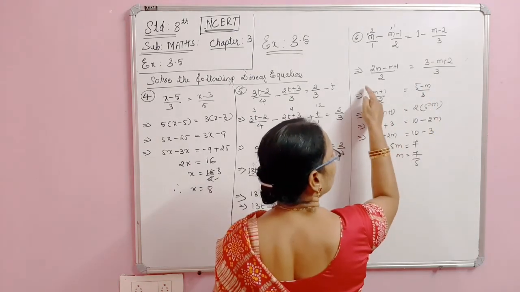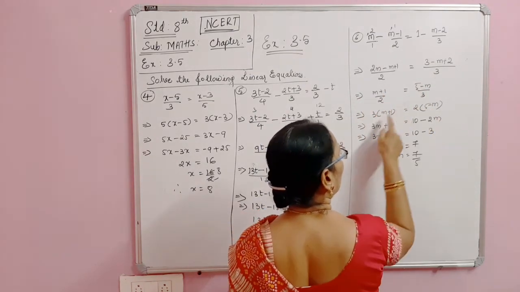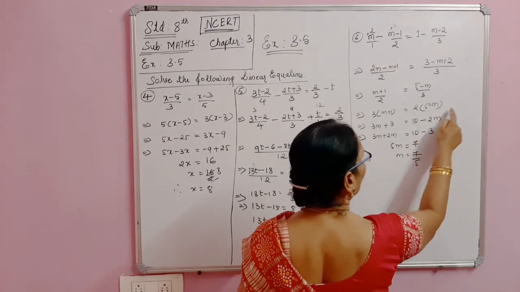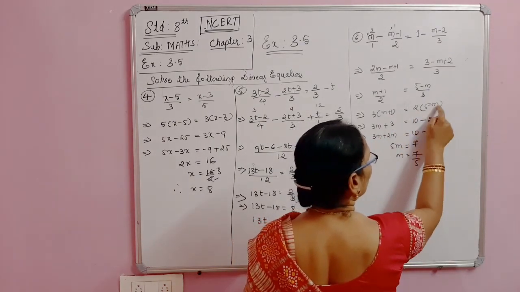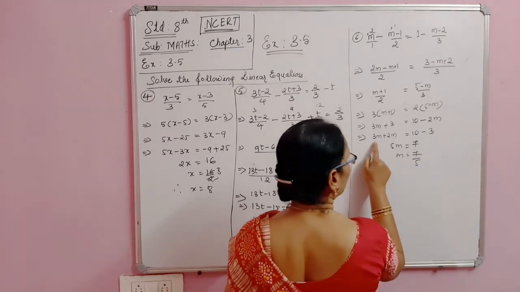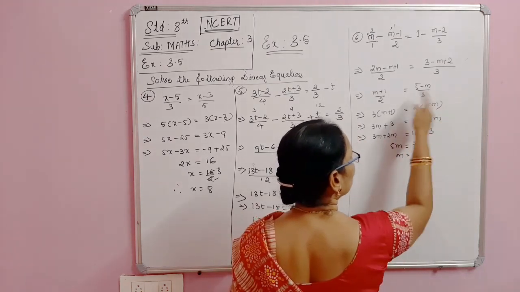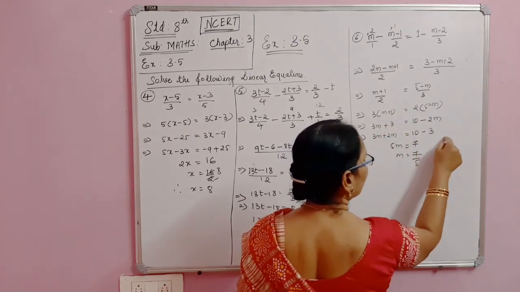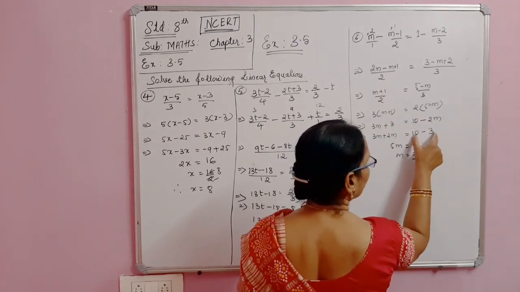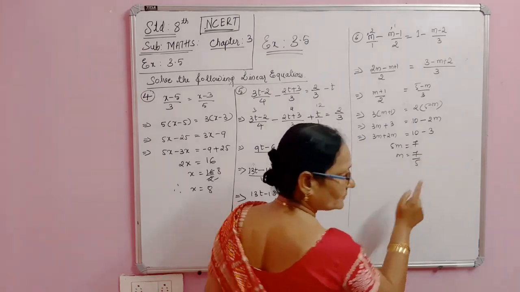Now cross multiplication, 3 will come here, 2 will go there. 3m plus 1, 2 into bracket 5 minus m. 3m plus 3, 2 5s are 10, 2 minus 2m. So 2m, this 3m, this 2m will come this side plus 2m, 5m it is 10, this minus 3, 3 will come this side, that is minus 3, 10 minus 3 is 7. So m is equal to 7 by 5.